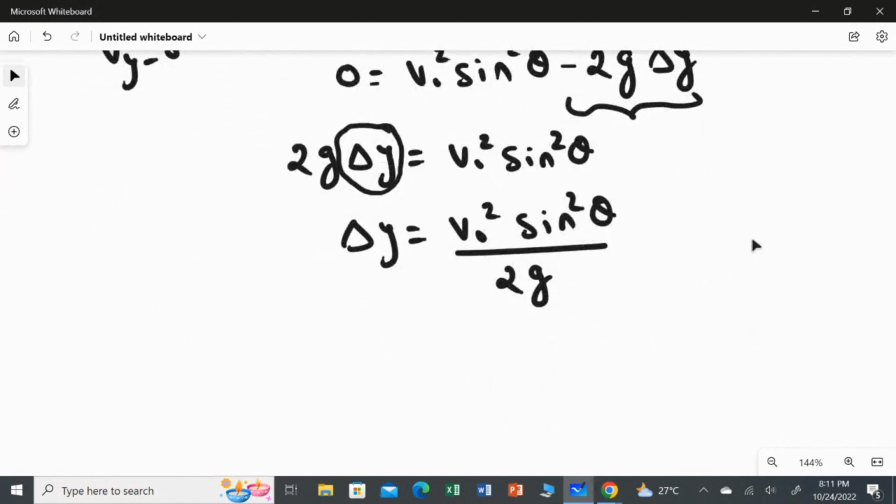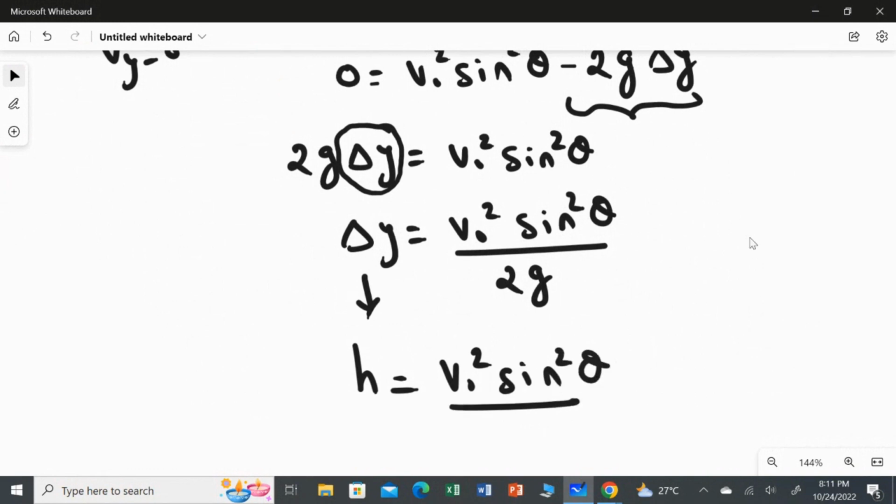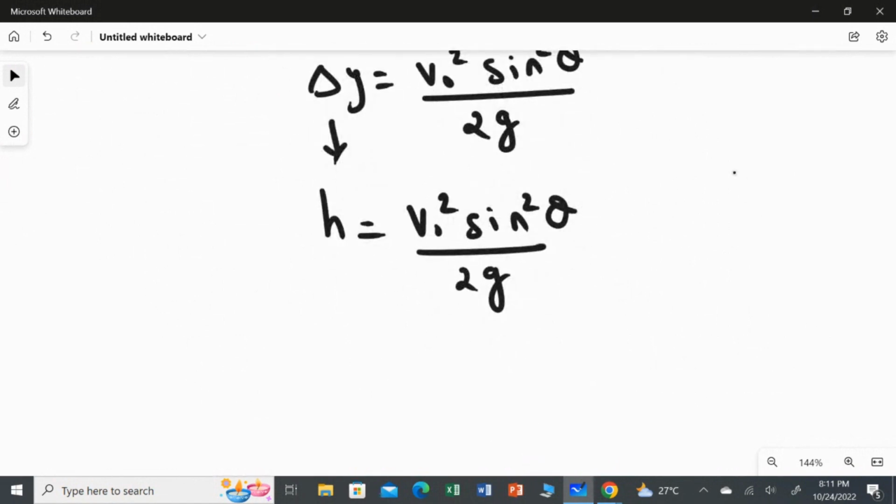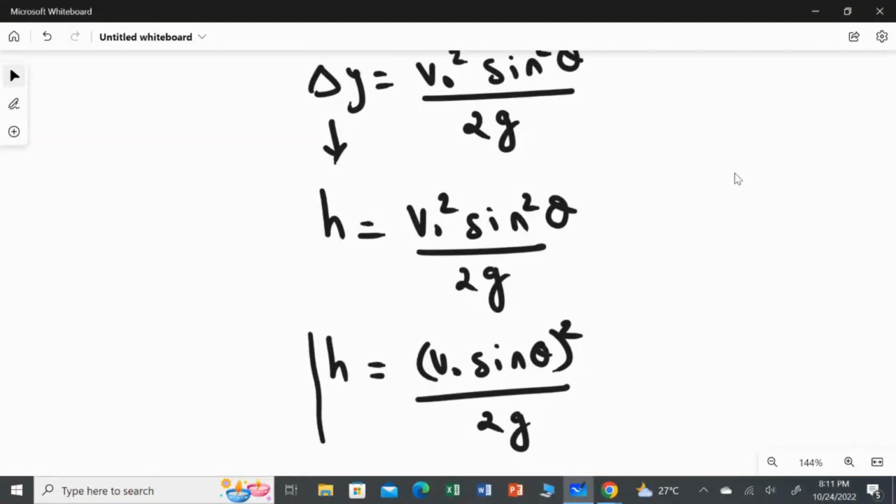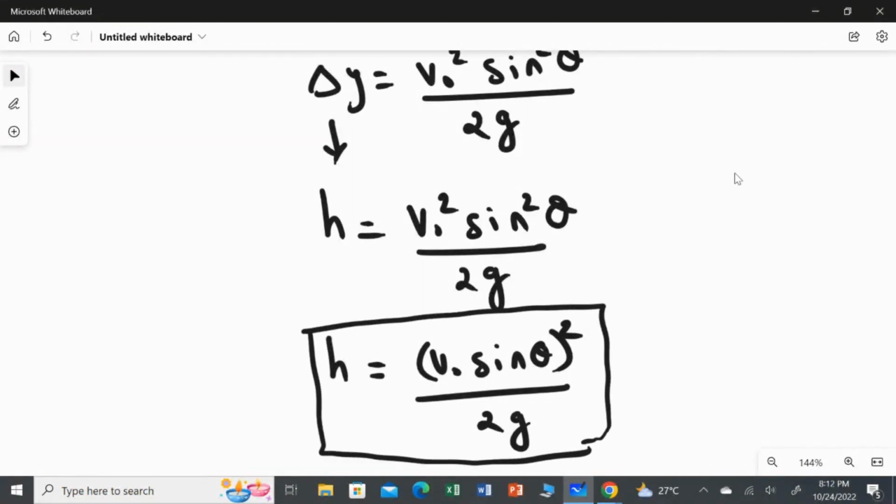So this delta y is what we consider our maximum height. So the maximum height equation is h equals v naught squared sine squared theta over 2g. You can rewrite this equation as h equals (v naught sine theta) the whole squared over 2g. So this is the derivation for finding the maximum height in projectile motion.